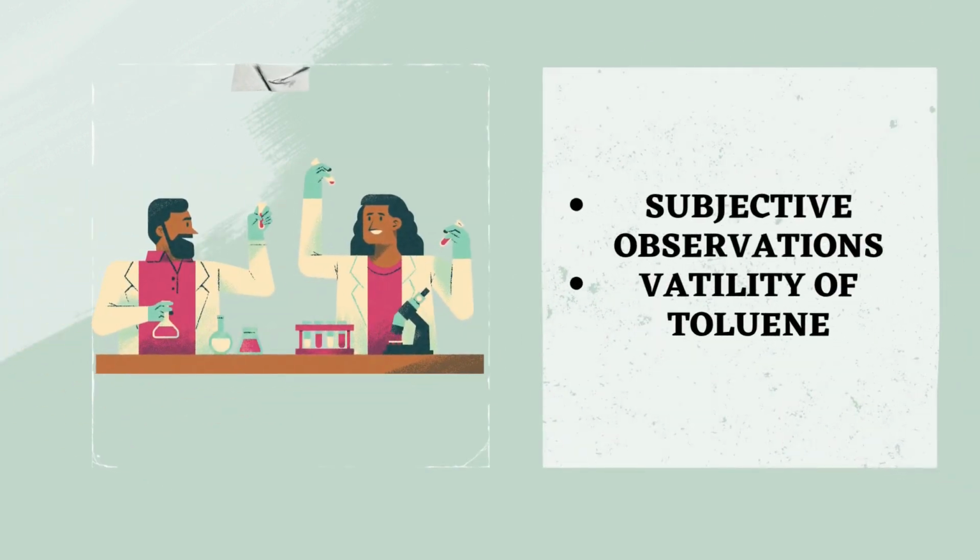Subjective observation. Describing appearance and smell depended on individual perception, which could vary between group members and affect the consistency of the recorded results. Volatility of toluene. Handling toluene was challenging because of its strong odor and volatility, requiring extra care to avoid inhalation and spills while ensuring accurate measurements.